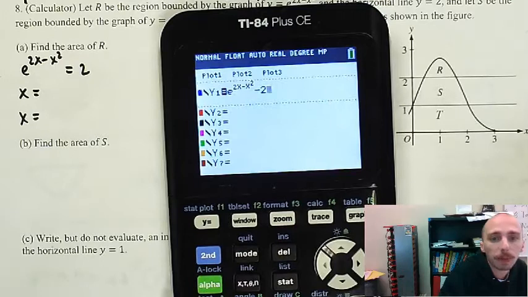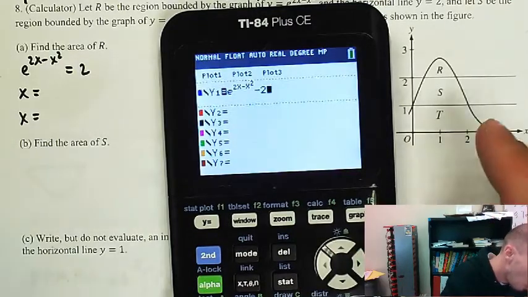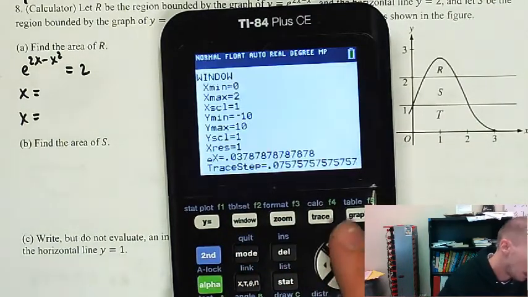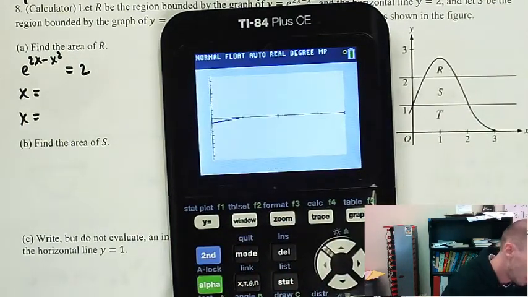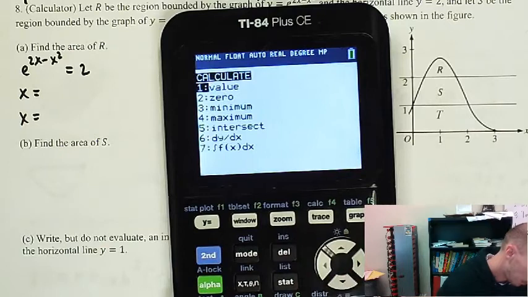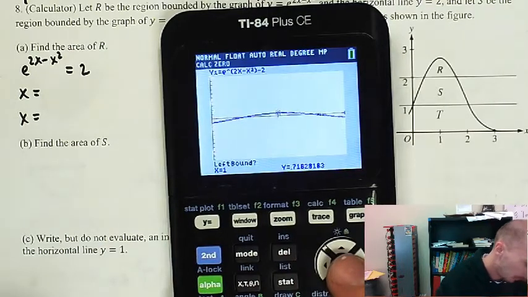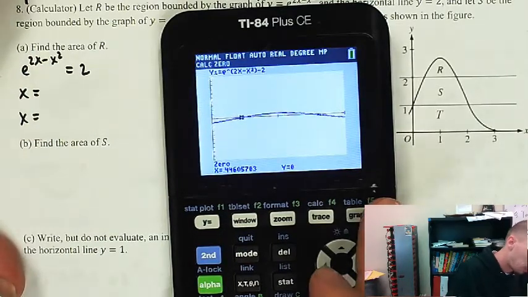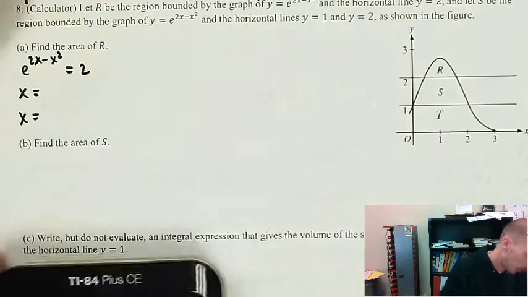Calculator off the charger, and all right, e to the 2x minus x squared equals 2. I'm going to subtract 2, and I'm going to find where that equals 0. Okay, and then I'm going to set my window to 0 to 2, just so I'm not looking at anything I don't want to see. Okay, there's one of them, and there's another one. Okay, so I'm going to calculate the 0. The left bound would be 0, the right bound would be 1. Okay, x equals 0.446057003. Just copy that down real quick.